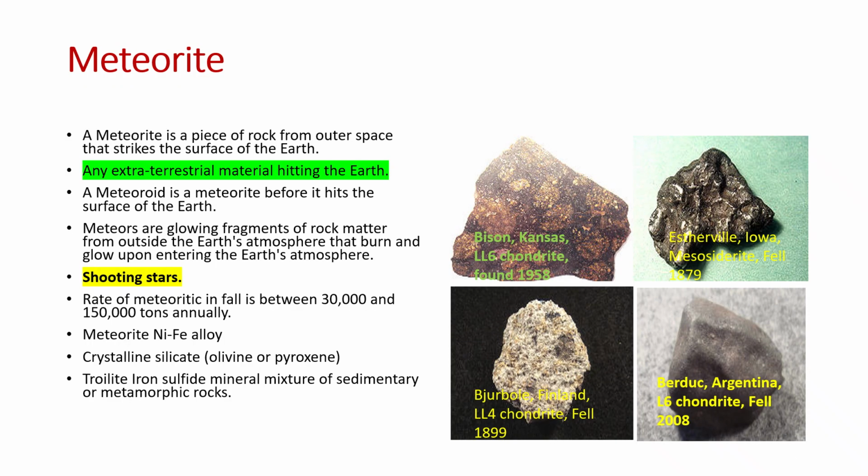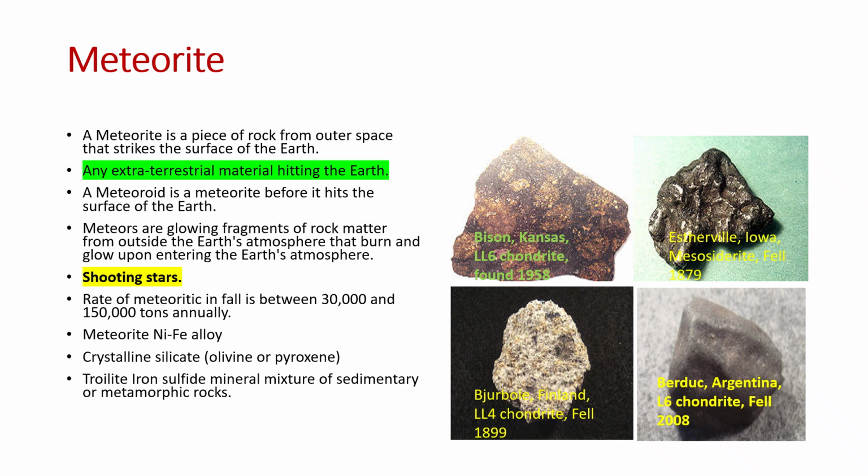Coming to the meteorite. A meteorite is a piece of rock from outer space that strikes the surface of the earth. So these are known as any extraterrestrial material which hits the surface of the earth. A meteoroid is a meteoroid before it hits the surface of the earth. Meteorites are extraterrestrial objects composed of a variety of materials.